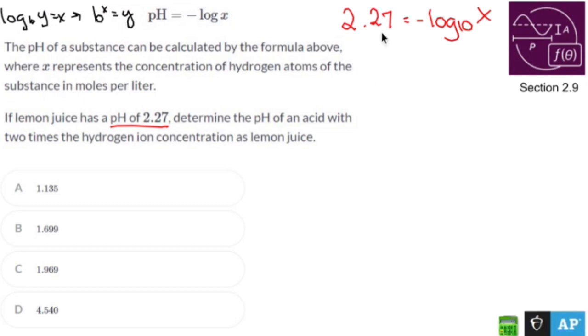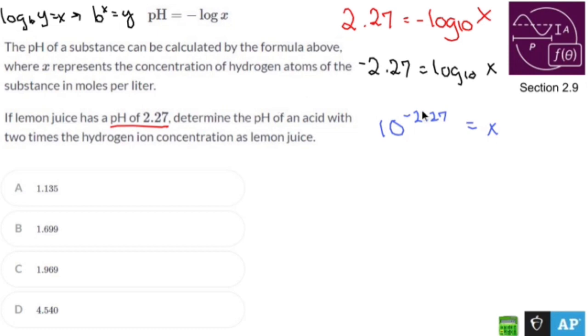Okay, so first off, let's do this. That negative is bothering me. Let's multiply both sides by negative. Negative 2.27 equals regular log base 10 of x. Using this formula, I can rewrite this as 10 to the negative 2.27 equals x.